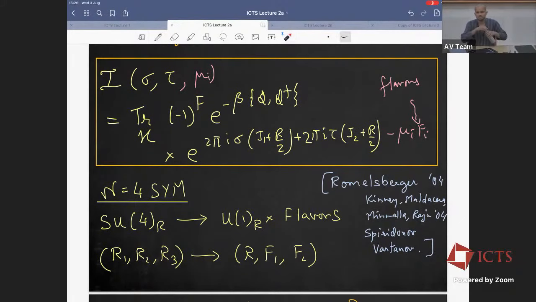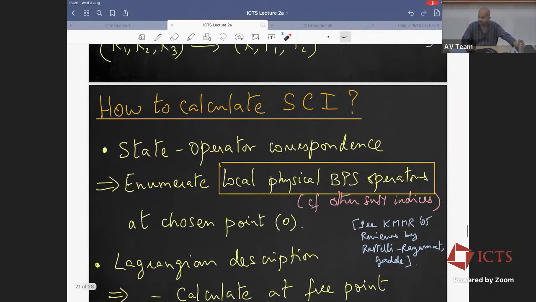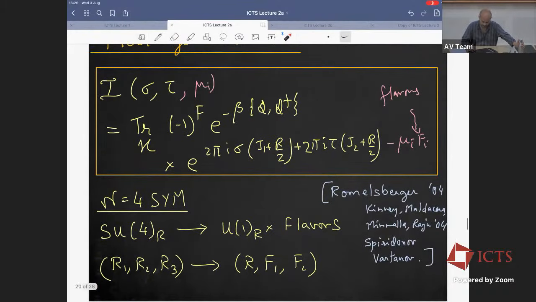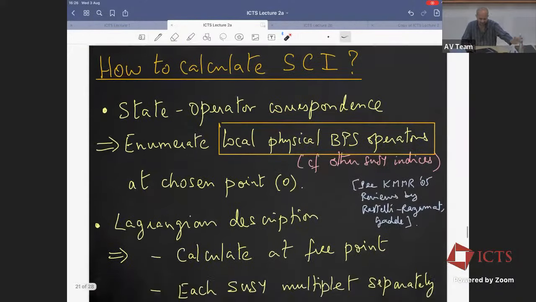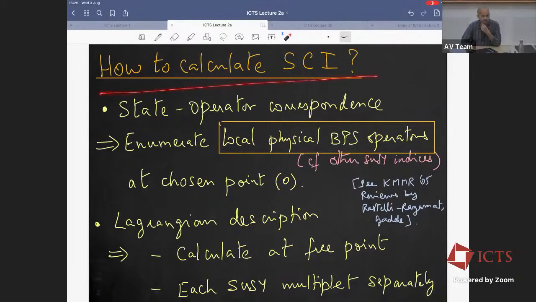Any questions from students? Yes. Statistics means like the boson fermion. Yeah, I mean, for N equal to 4 super Yang-Mills, it's an R symmetry. So you can absorb everything in one, but then you have to be careful about it. Okay, now how to calculate the superconformal index? Again, a small review. Most of the subtleties: you can write N equal to 4 and you can just write the minimal N equal to 1 index and it's completely captured.